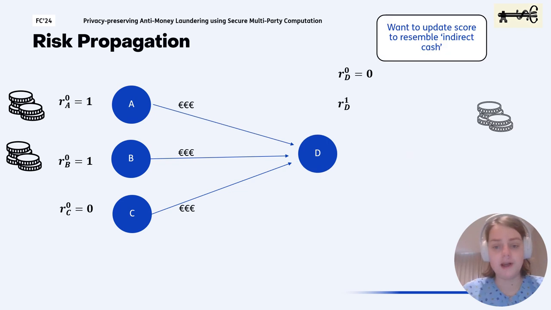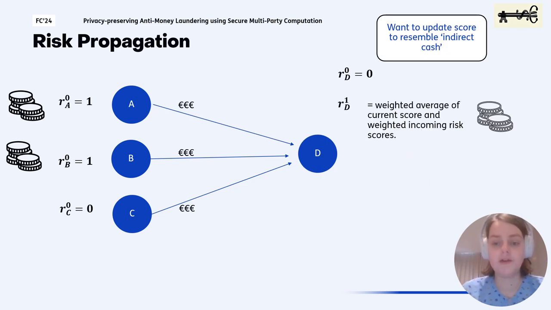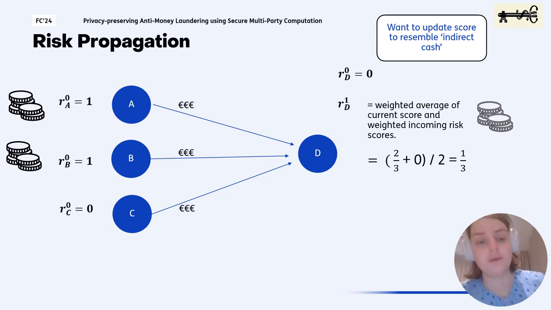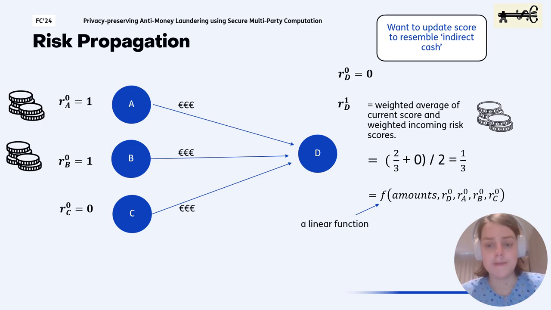Well, we could very simply do that by taking the weighted average of the current risk score and the weighted incoming risk scores, where the current risk score is 0 and the incoming risk scores, we take the average because the amounts are the same. So the average is 2/3. So if we take the average with the current score, we get 1/3. And this 1/3 resembles the fact that D received indirect cash.